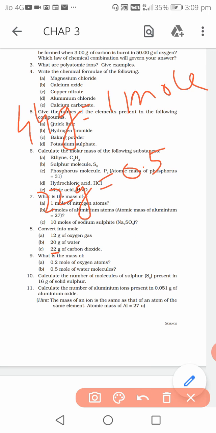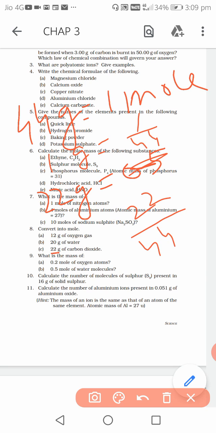With the unitary method also you can do. 44 gram is 1 mole. So 1 gram will be how much? 1 by 44. Then 22 gram will be how much? 22 gram will be 22 by 44, right? If you do, the answer comes as 1 by 2 or 0.5 moles.